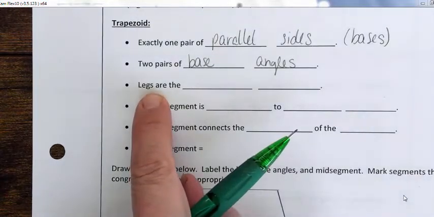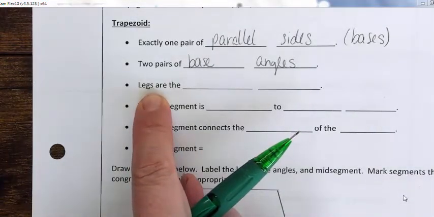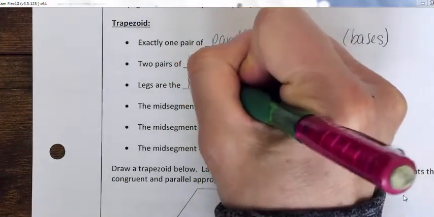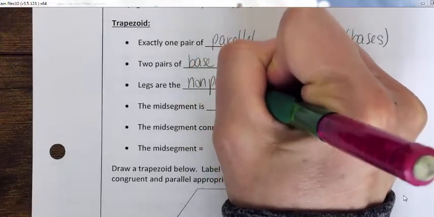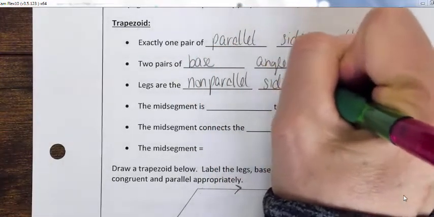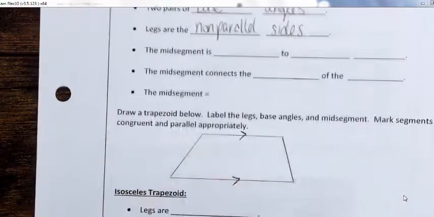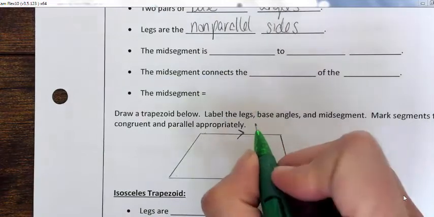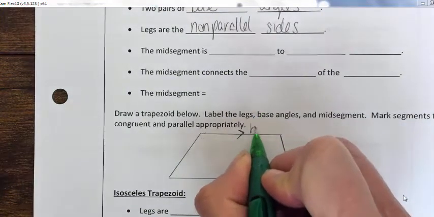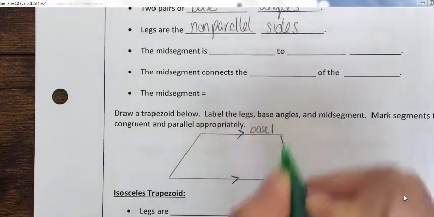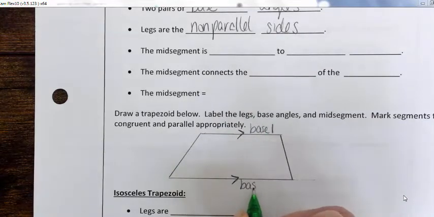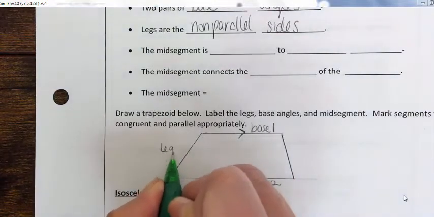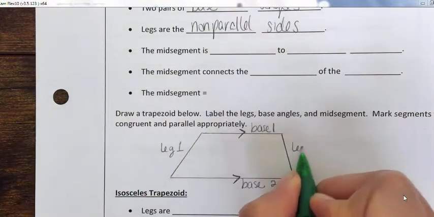We have these things called the legs, and those are the non-parallel sides. So these two sides here, these are legs. So a lot of times what you'll end up seeing is, you got base 1, base 2, and then you've got leg 1, leg 2.